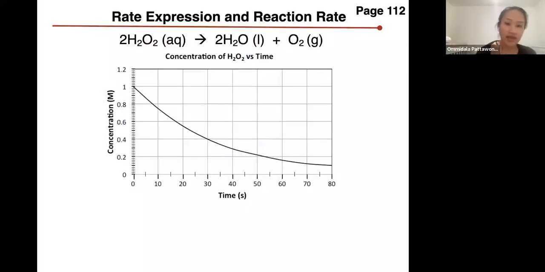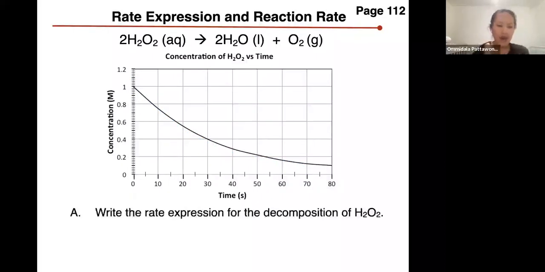And because hydrogen peroxide is a reactant, that's why you observe that at the beginning it is going to be at the highest concentration, and over time, the concentration of the reactant will decrease, right? So exactly what we discussed previously. All right, let's take a look at A.